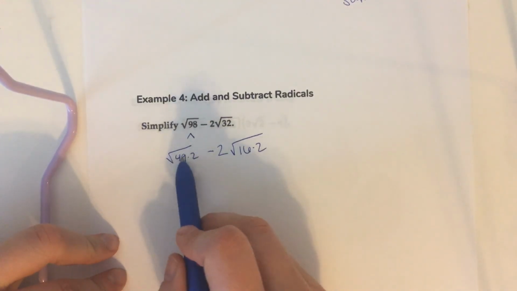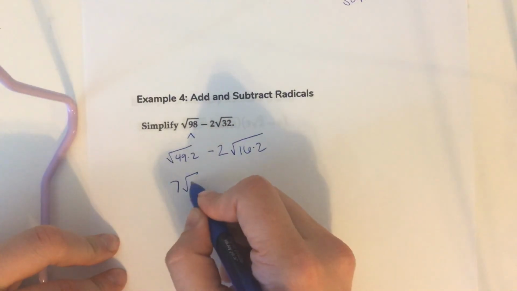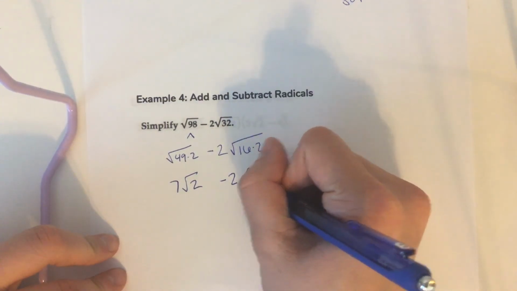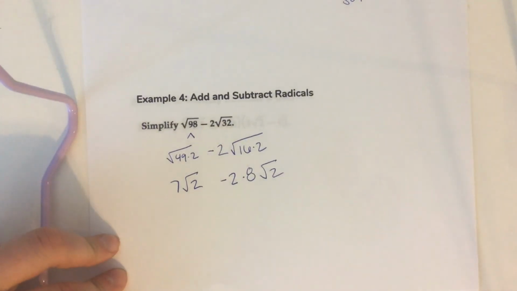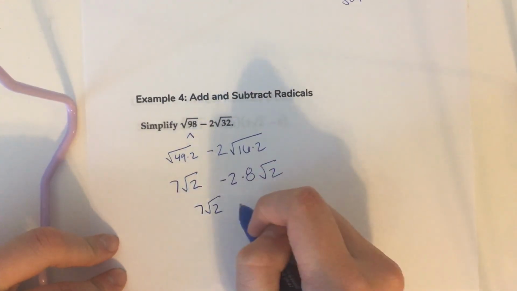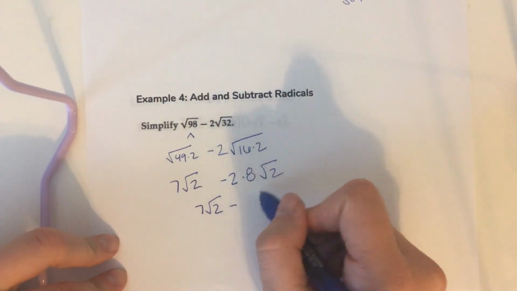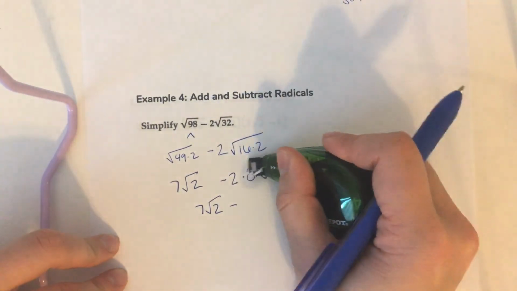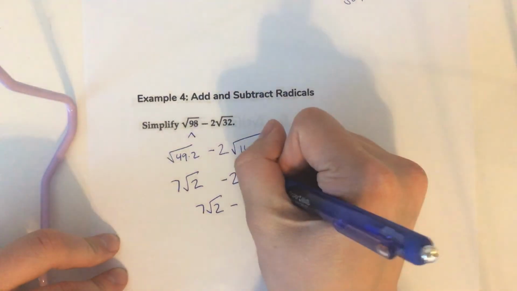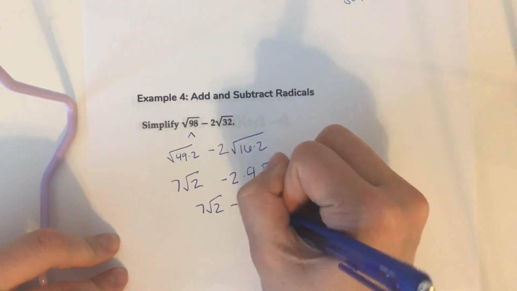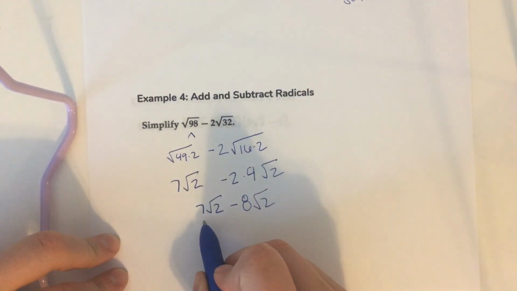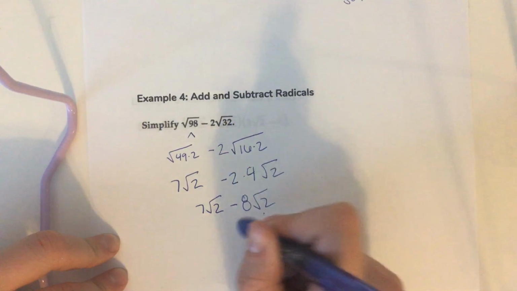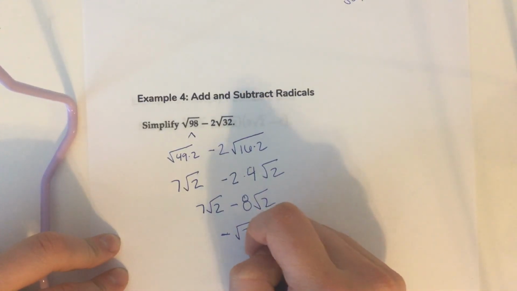Simplifying some more, the square root of 49 is 7. 2 gets left behind. Minus 2 times the square root of 16 is 8. And again, 2 gets left behind. So cleaning this up, I have 7 square root 2 minus, square root of 16 is 4, not 8. I am off my A game today. This should be a 4. To get that this is minus 8 times the square root of 2. Basically now I just treat the square root of 2 like it was an x, and I would do 7 minus 8, which gives me negative 1 square root 2.